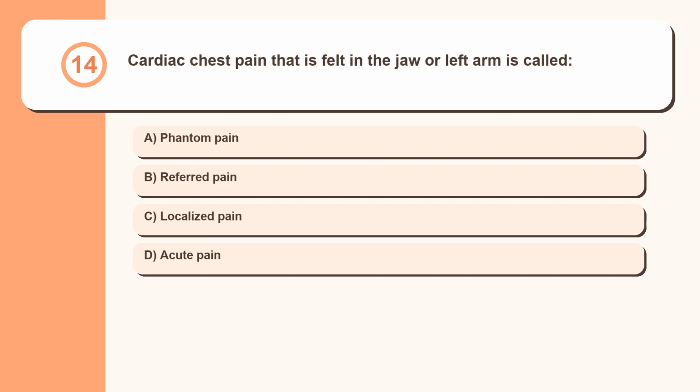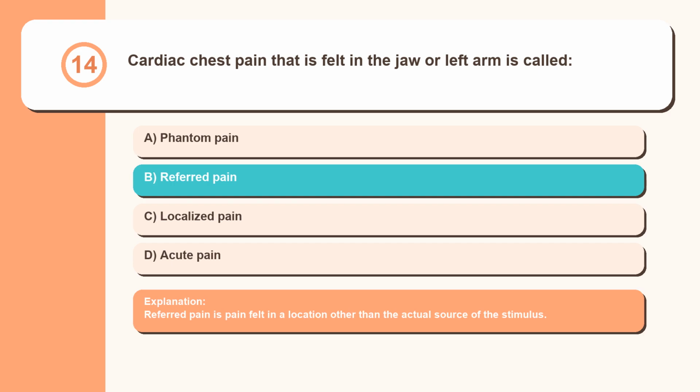Question 14. Cardiac chest pain that is felt in the jaw or left arm is called phantom pain, referred pain, localized pain, or acute pain. Referred pain is pain felt in a location other than the actual source of the stimulus.